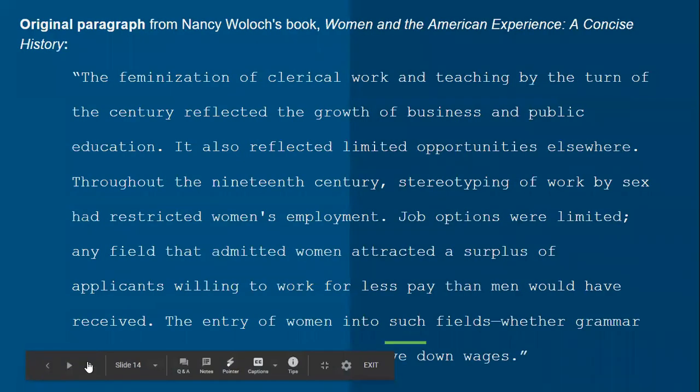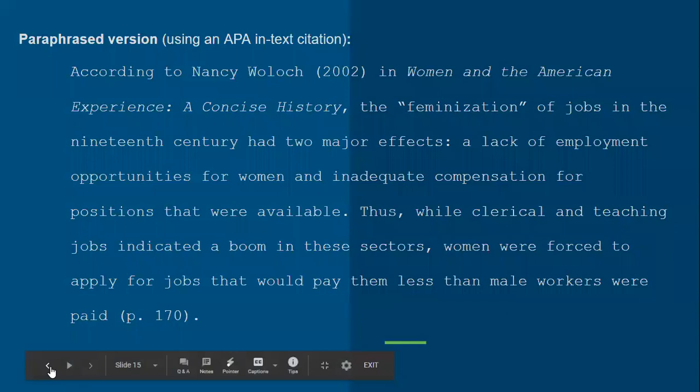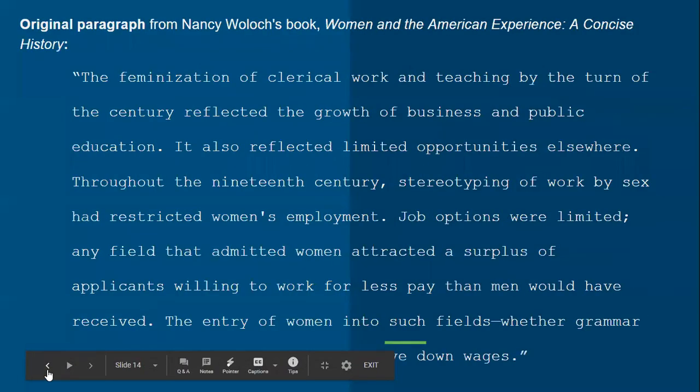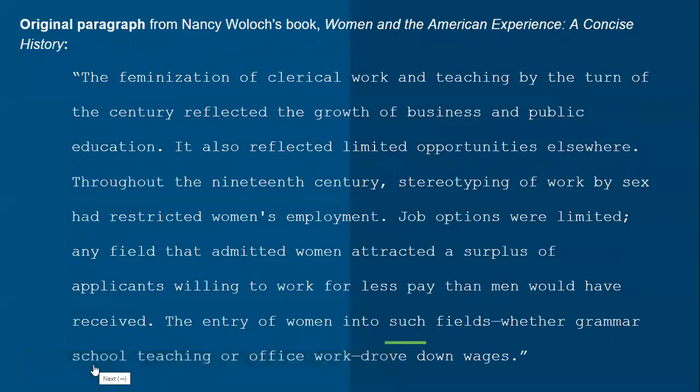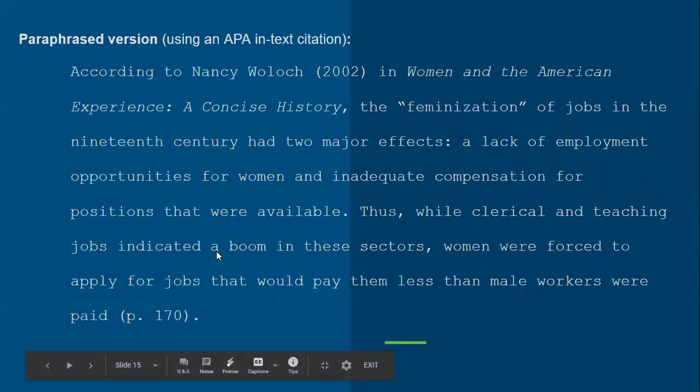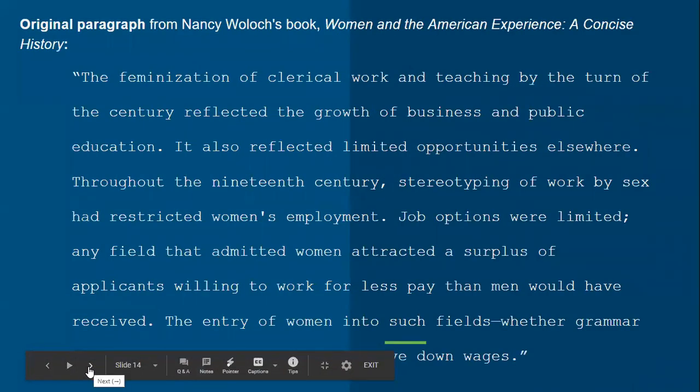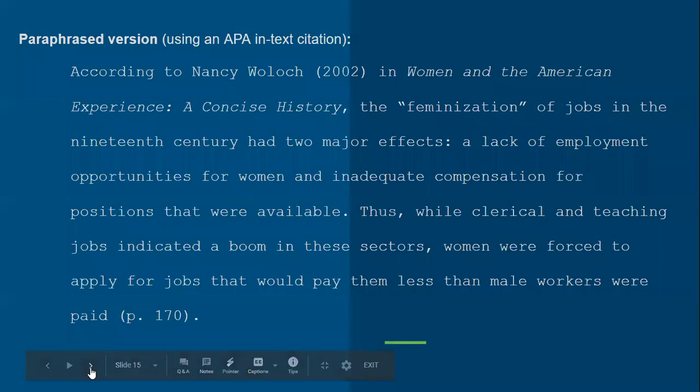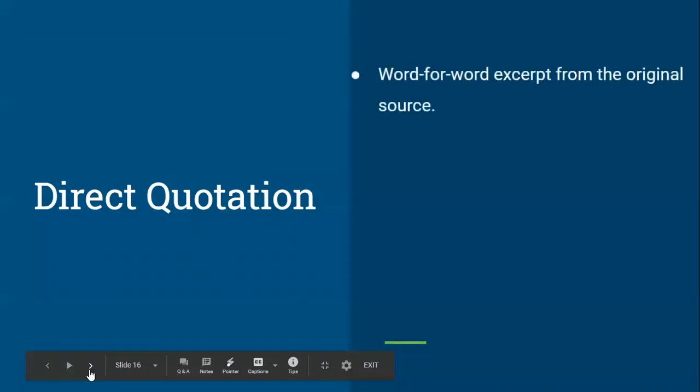So you can see the difference. This one's a little shorter, but roughly the same size, and it's the same ideas. We don't leave anything out. So this would be an acceptable paraphrase of that original paragraph, right? You don't see the same sentence structure, the same words and phrases. It's perfect.